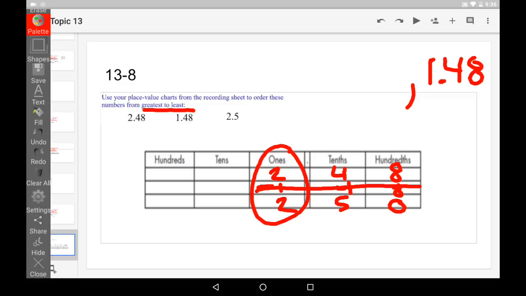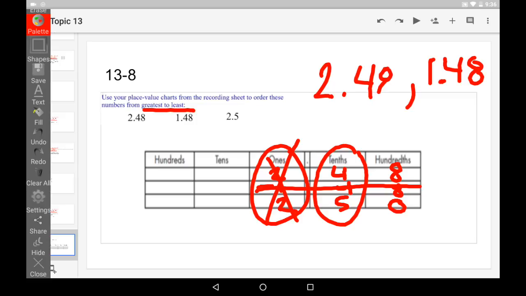So we're done looking at that number. So now this place value is not going to help me anymore. So now I need to look at my tenths. And I'm still, again, I'm looking to see which one's greater, which one's smaller. Well, 4 is less than 5, okay? So that's going to say, well, my 2 and 48 hundredths is going to fall in the middle, because that means my 2 and 5 tenths is my largest. So that is my largest, and this is my smallest, okay?